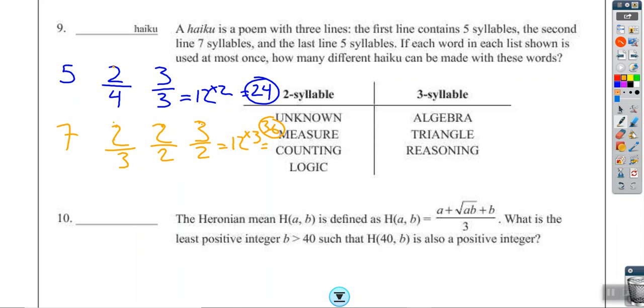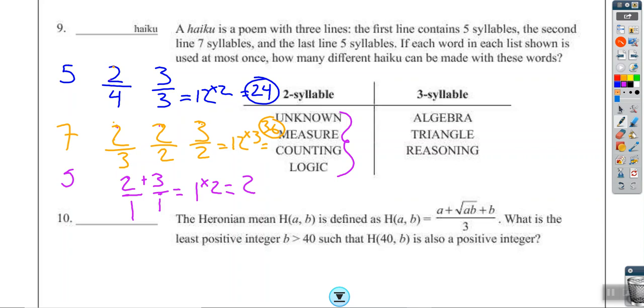Okay, so now we go to the last line. For our last line, we need five syllables, and again, we have the two plus the three, and we can switch that order as well. How many options do I have left here? One. Well, let's think about this for a second. We have four different words, and we have used three of them, so we have one option left over. And how many three-syllable words do I have left over? One. So one times one is one. But wait a second. I can switch the order, can't I? So times two.